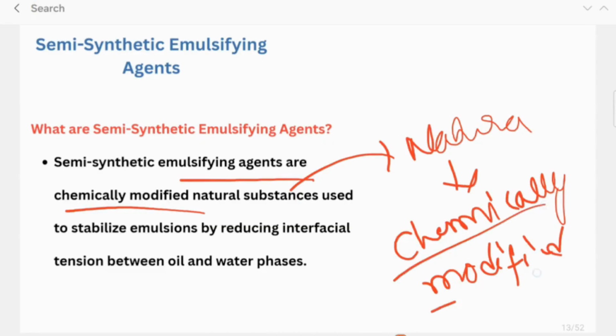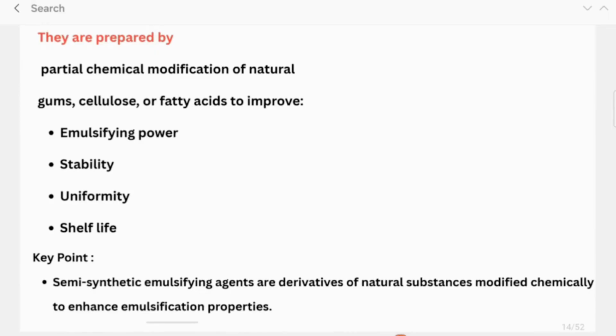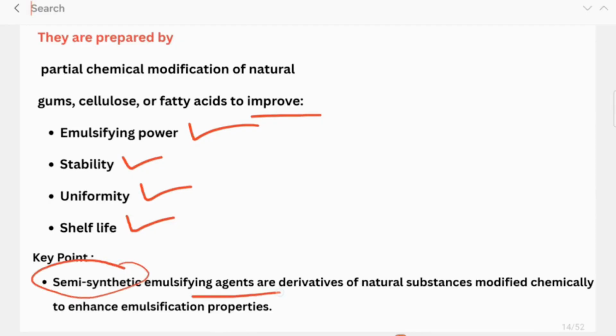So what is the benefit of this chemical modification here? Because of chemical modification, we are getting additional benefits: we can improve the emulsifying power, we can improve the stability of the formulation, we can achieve uniformity, and we can also enhance the shelf life. All these are the extra benefits we get by chemical modification of natural emulsifying agents, and that is why they are called semi-synthetic emulsifying agents. They are derivatives of natural substances, but they are modified chemically.